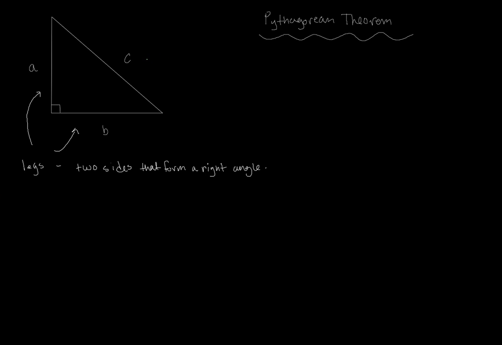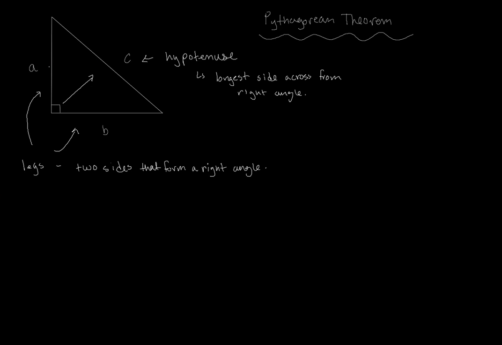The longest side is always going to be the side across from the right angle, and we call this side the hypotenuse. This is always the longest side, across from the right angle. So we've got the two legs here, leg A and B, and then we have our hypotenuse. That's what we're talking about when we're discussing the triangle.